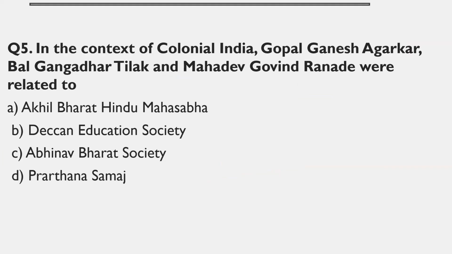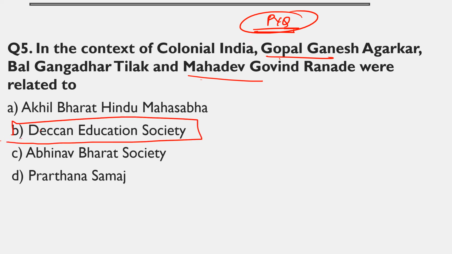Moving on to the last question of today's series, and this is not related to current affairs. This is related to the topic of colonial India, which says Gopal Ganesh Agarkar, Bal Gangadhar Tilak, and Mahadev Govind Ranade. You all have heard about these three personalities. My question to you, this is the UPSC PYQ. Why were these three associated together? See, these three were associated due to the Deccan Educational Society. These three established this Deccan Educational Society. That's why this topic was in news.